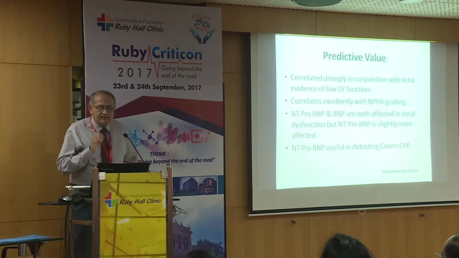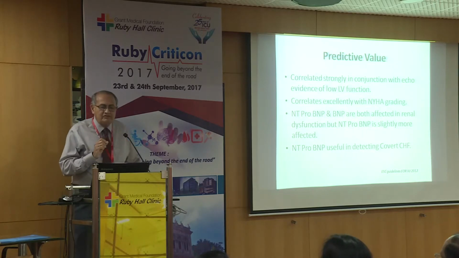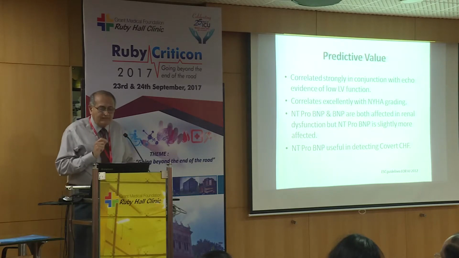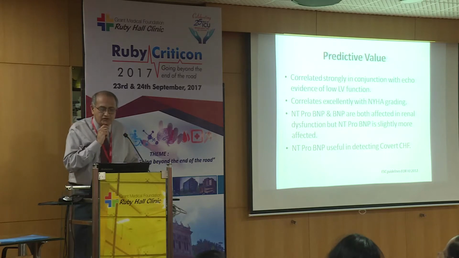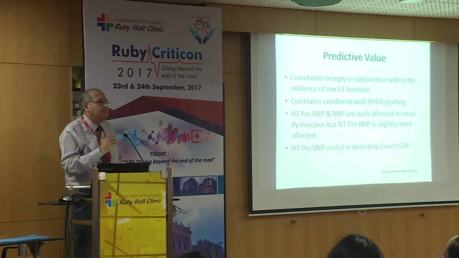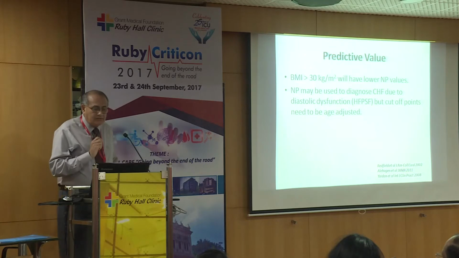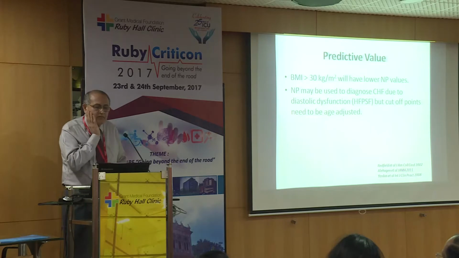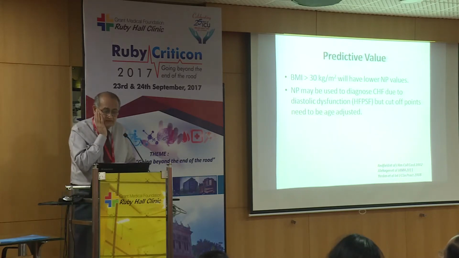It correlates extremely well with your NYHA grading and also with your evidence of LV function. NT-proBNP and BNP are both affected by renal function, but NT-proBNP is slightly more affected. NT-proBNP is useful in detecting covert CHF because it's very sensitive. If there is a covert congestive heart failure, it is detected very fast. Always remember, obesity gives you wrong results. If the patient is obese, especially with a BMI more than 30 kilograms per square meter, they will have a lower NP value, and you have to take that into consideration.